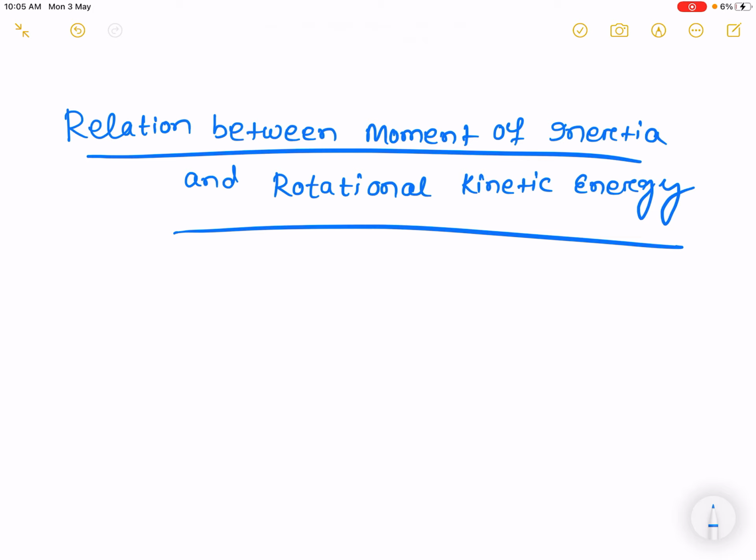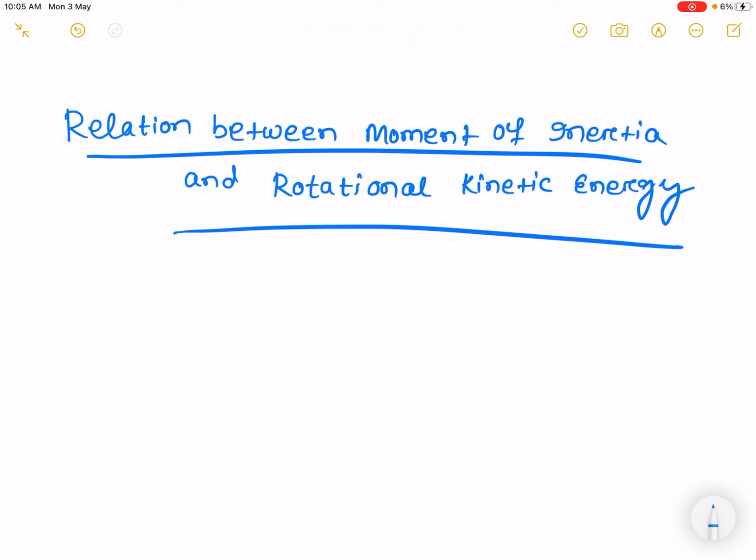If we discuss moment of inertia quantitatively, it is denoted by I, and I equals m1 r1 square plus m2 r2 square plus m3 r3 square plus mn rn square for a system consisting of n particles. We know a body having mass m, when it rotates, we can find its linear velocity as well as its angular velocity. So we may calculate here first what the rotational kinetic energy is and what the relation is between moment of inertia and rotational kinetic energy.